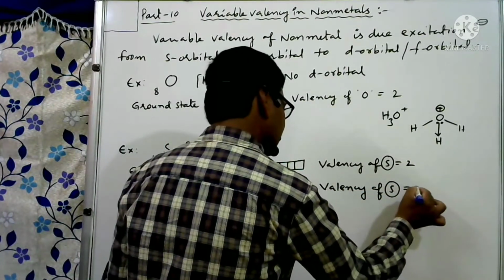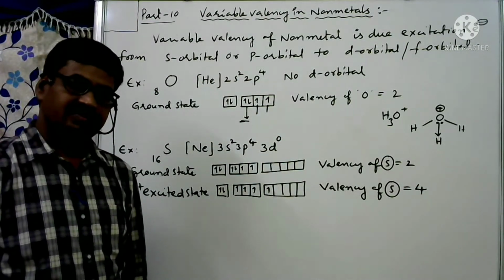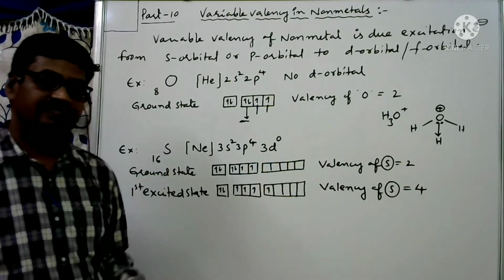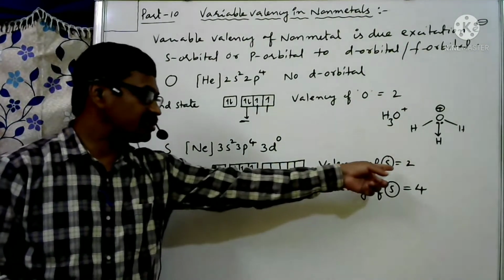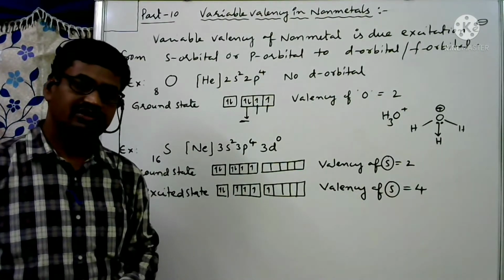In the first excited state, it can form 4 bonds. The combining capacity of sulfur in the first excited state is 4. So it is now showing more than one valency: one is 2, the other one is 4. So it is showing variable valency.